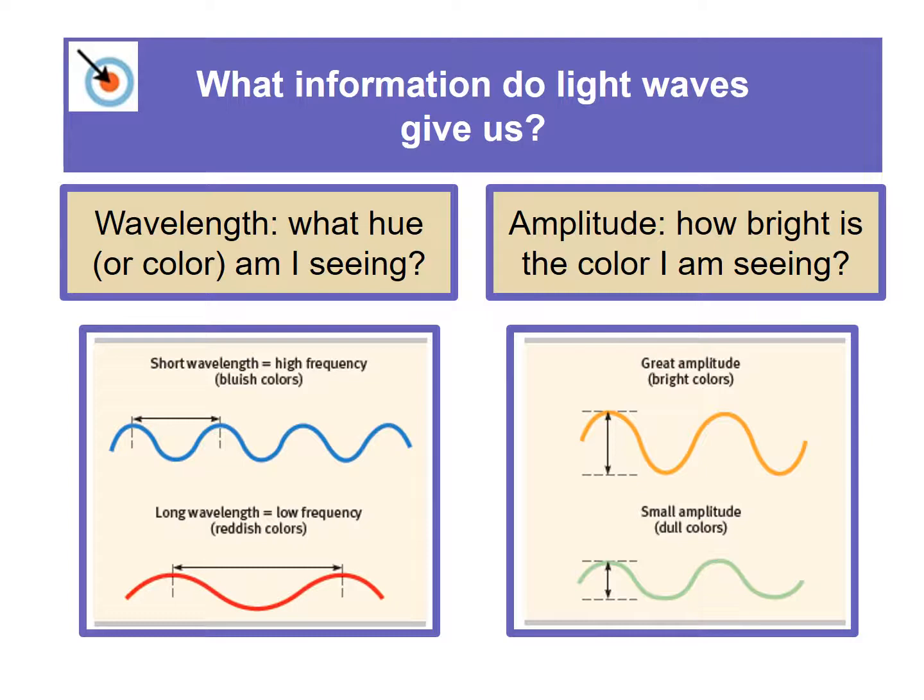Long wavelength means the crests are really far apart, and you're going to see reddish colors, and short wavelength, they're close together, you'll see bluish colors. That is also something that you learn in earth science when you're learning about how light travels from bodies in the solar system. So light traveling with a shorter wavelength is going to show up bluish, and longer will be reddish. And then big amplitude, all from the bottom to the top of the crest, is going to be bright colored, and a small amplitude is going to be dull colored.